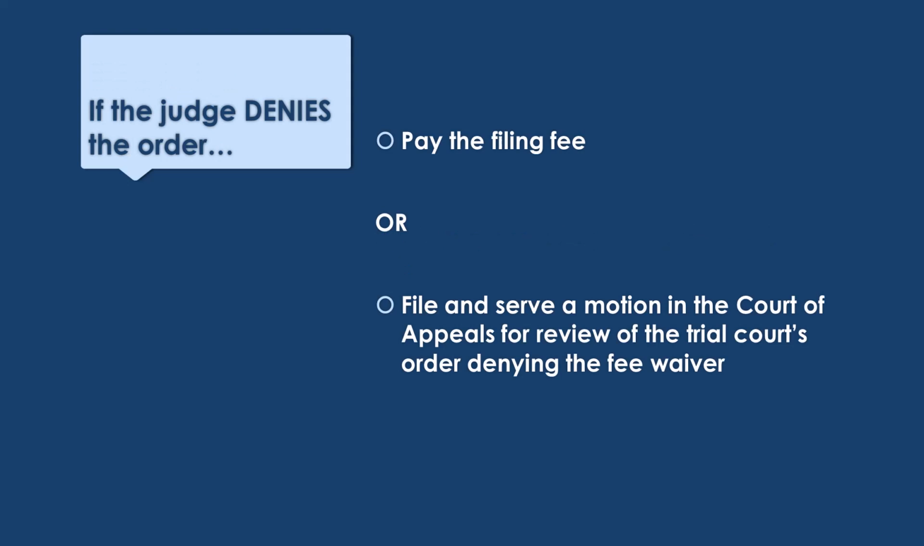If the judge denies your request, you can either pay the filing fee and proceed with your appeal, or serve and file a motion in the Court of Appeals for review of the trial court's order denying the fee waiver. You can visit the State Law Library's Appeals Guide or contact the State Law Library for information about filing a motion in the Court of Appeals.